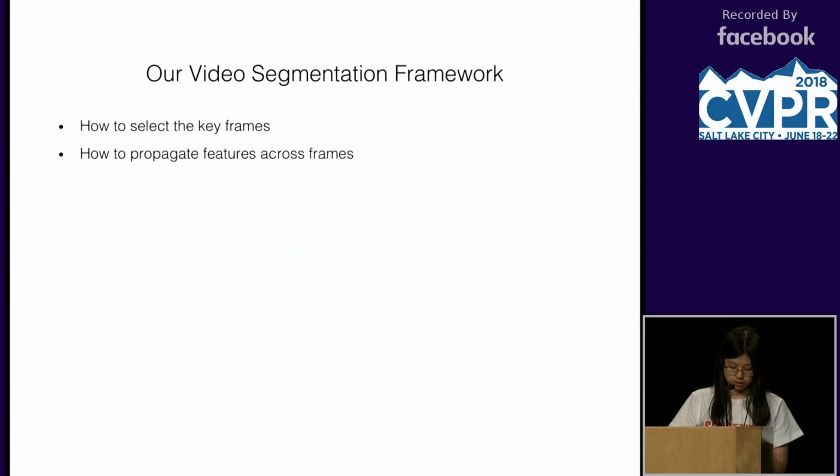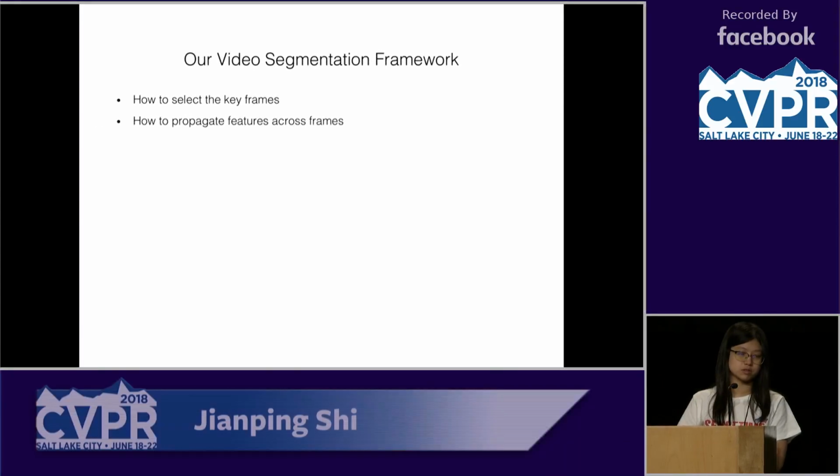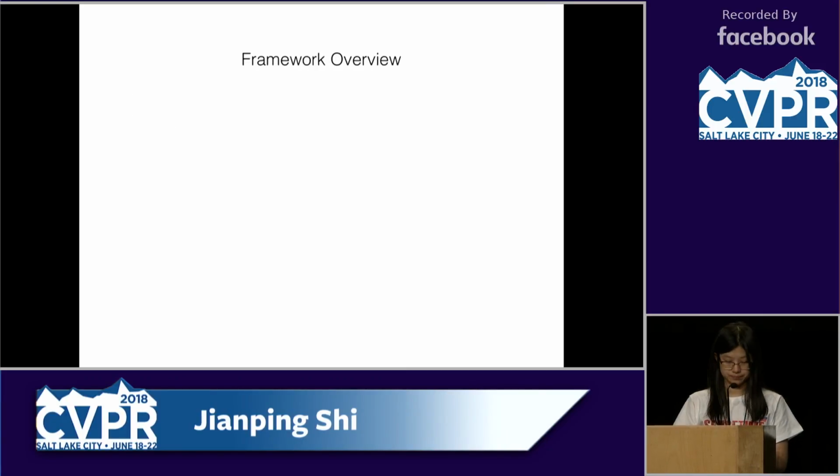To solve this problem, we have proposed a video semantic segmentation framework to overcome the limitations of previous work. It includes two key components. First is how to select keyframes, and second is how to propagate keyframe features across frames. Let's look at the system overview of our framework.